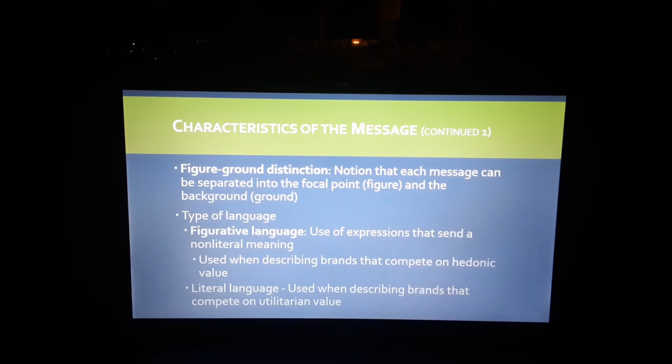So also this whole idea of figure-ground distinction. Again, how we respond to the way something looks. There's the focal point, which is the figure, and then the background. So what's going on, someone looking very calm and pristine, but there's chaos behind them, for example. Then the type of language we use: expressions that send some sort of non-literal meaning, figurative language, sayings, that kind of thing. It's often used when describing brands that compete on hedonic value. Remember, hedonic value is about the experience. And then literal language is used when we're talking about things that have utilitarian value.